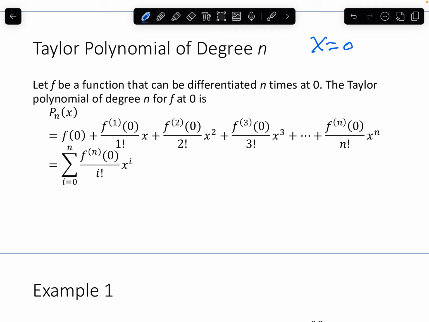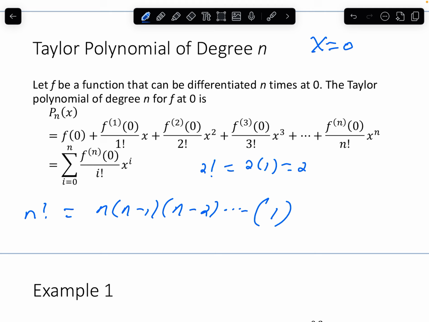In shorthand notation, this is the sum from i equals 0 to n of the ith derivative of f at 0 divided by i factorial times x to the i power. And just to point out what these factorials mean, n factorial refers to n times n minus 1 times n minus 2, and it keeps getting multiplied all the way down till we get to the value of 1, right? So something like 2 factorial is just 2 times 1, so 2. Something like 3 factorial is 3 times 2 times 1, which will bring a value of 6. So it's something of that nature.